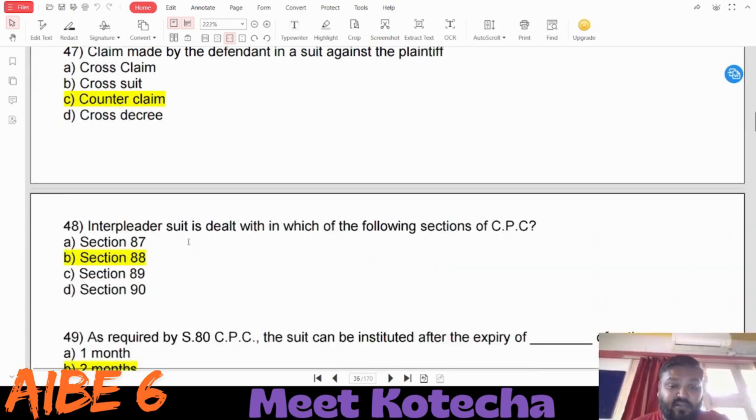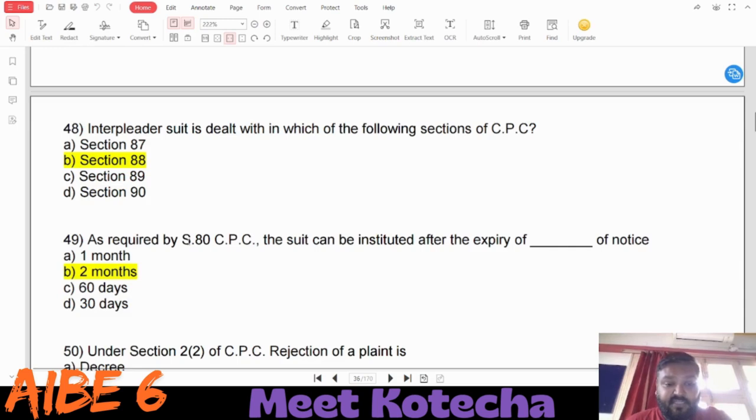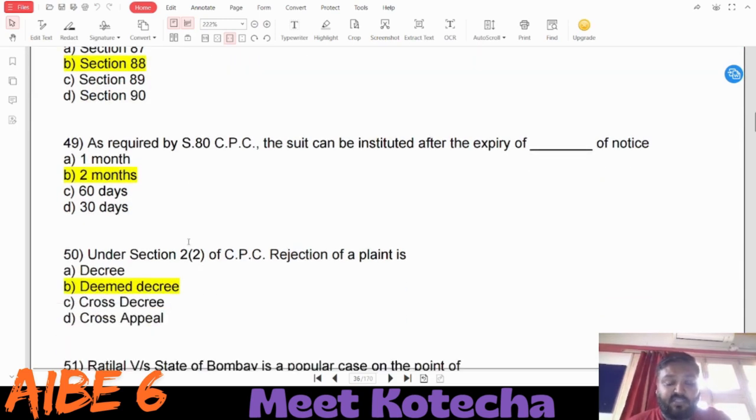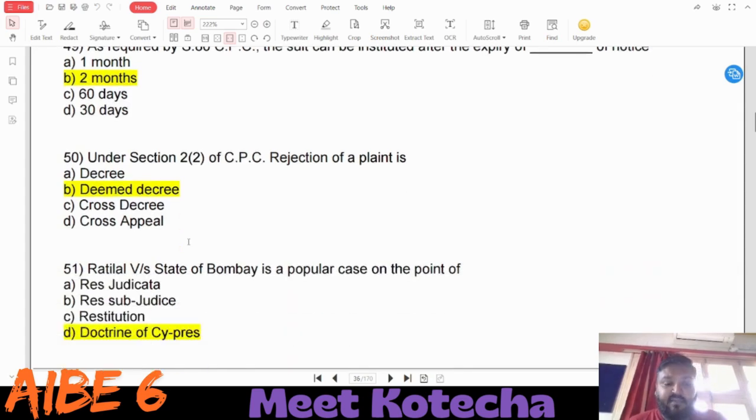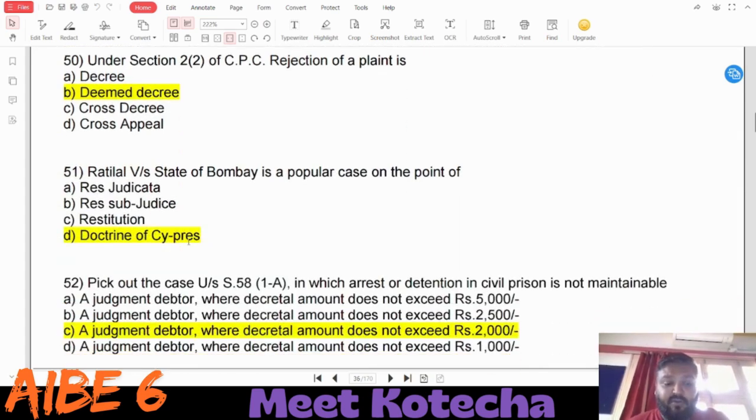An interpleader suit is dealt with in which of the following sections of the CPC? 88. As required by Section 80 CPC, the suit can be instituted after the expiry of 2 months of notice. Under Section 22 of the CPC, rejection of a plaint is a deemed decree. Rathkar versus State of Bombay is a popular case on the point of the doctrine of cy-pres.